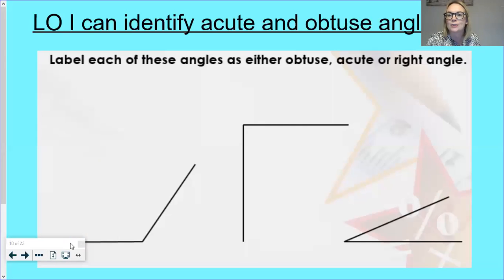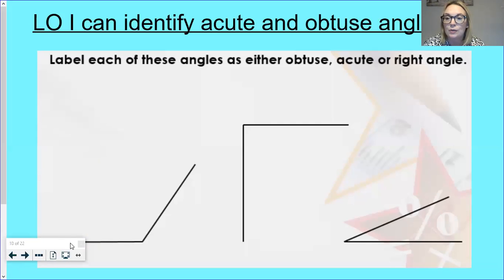Okay, so what I'd like you to do is pause the video and just either have a little think to yourself, or if you want to draw them and label them, you can. What are each of these angles called? One of them is an obtuse angle, bigger than 90 degrees. One of them is a right angle, and one of them is an acute angle. So just have a little go at doing that.